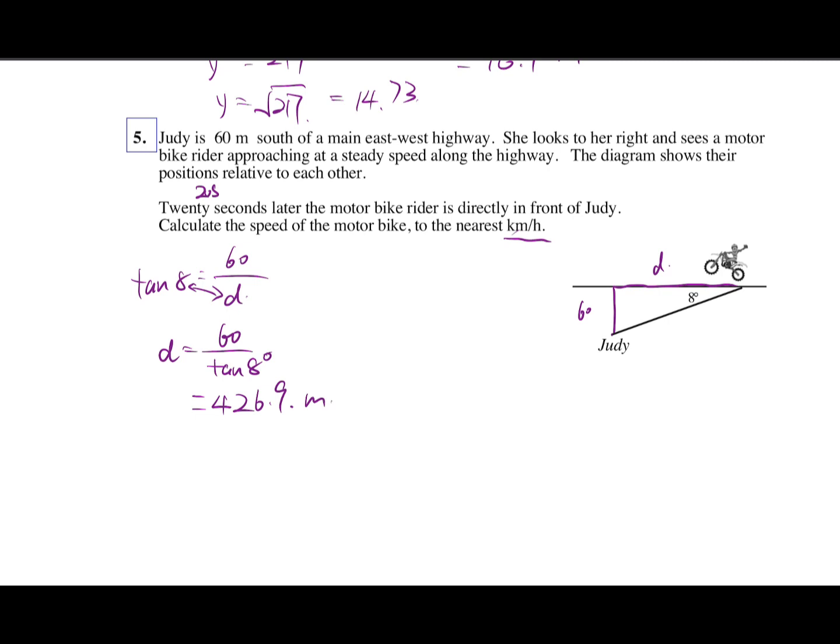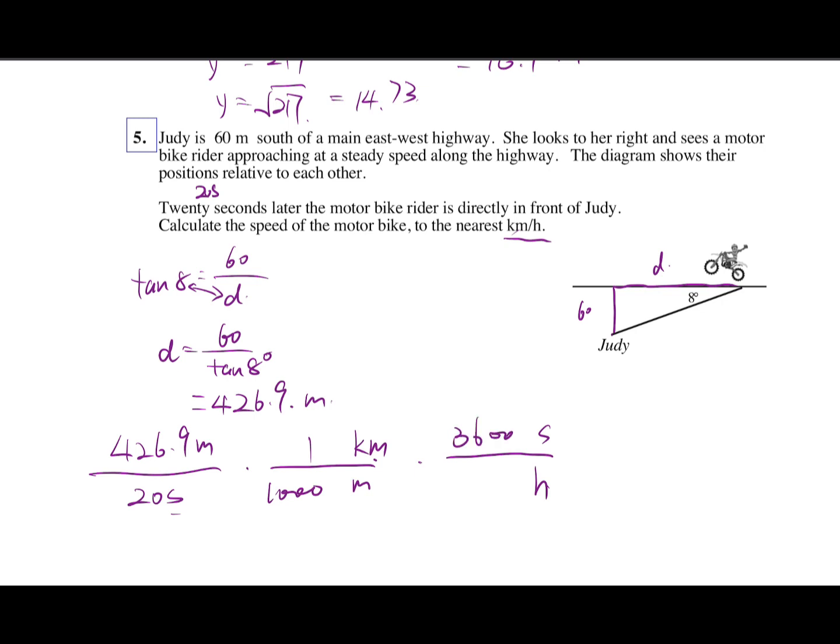So this is meters divided by 20 seconds, and meters to kilometers is 1000, and seconds to hours is 3600. So the final answer is 76.8 kilometers per hour, and then we round up, so it's 77 kilometers per hour.